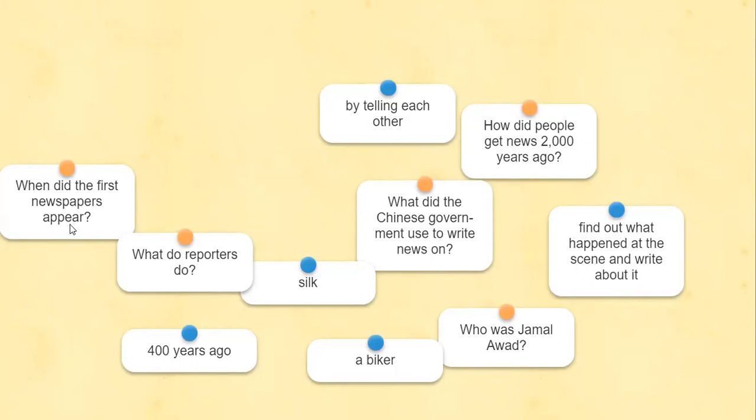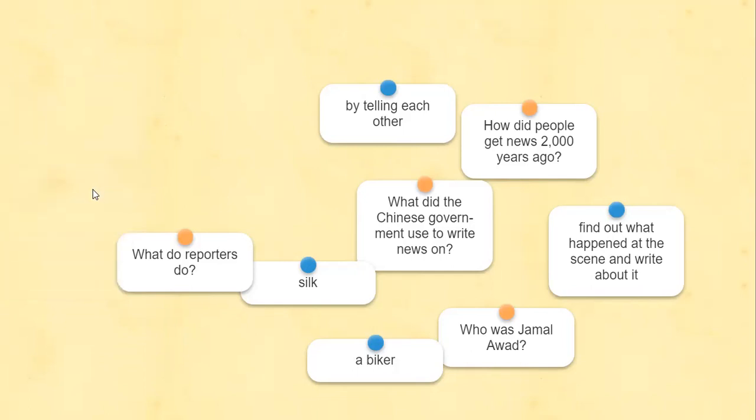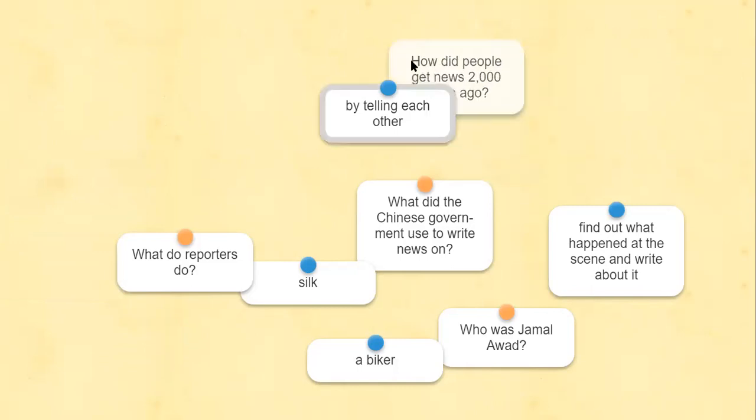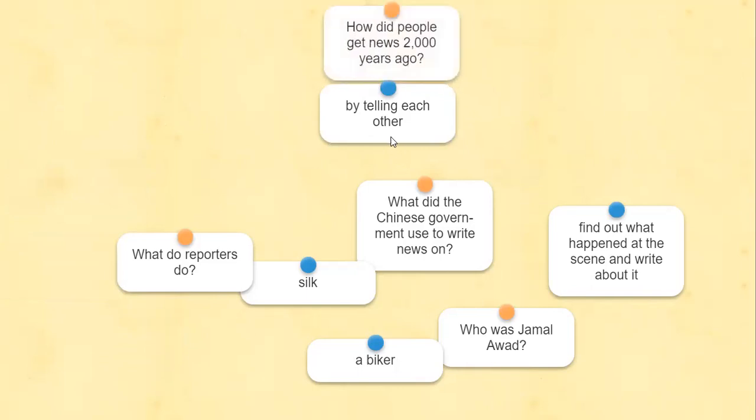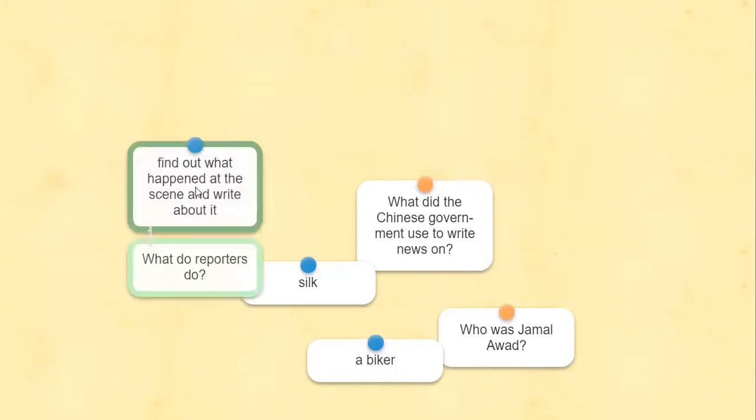When did the first newspaper appear? We said it appeared 4,000 years ago. How did people get the news 2,000 years ago? Of course, by telling each other. Again, what do reporters do? Yeah, find out means discover or explore what happened at the scene and write about it. Yes, exactly.